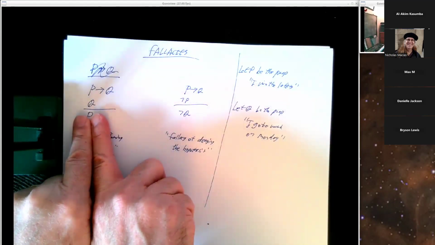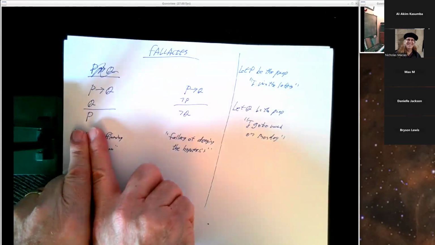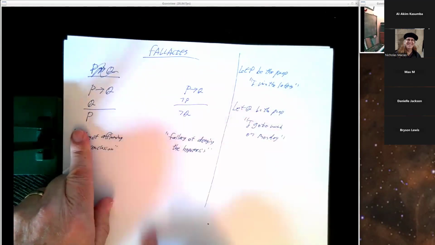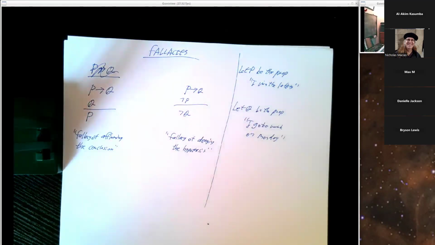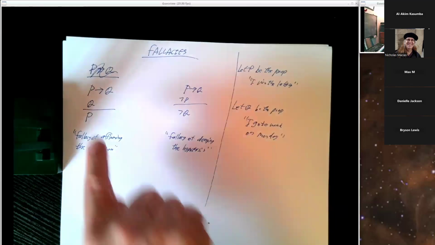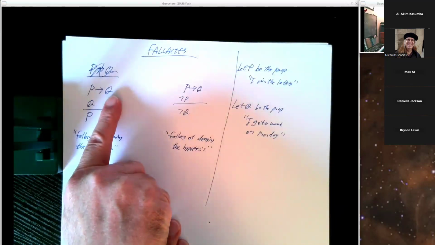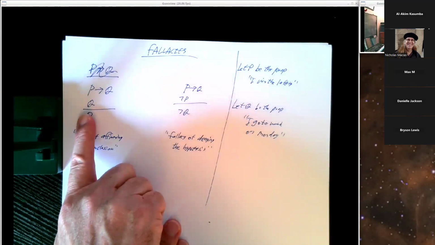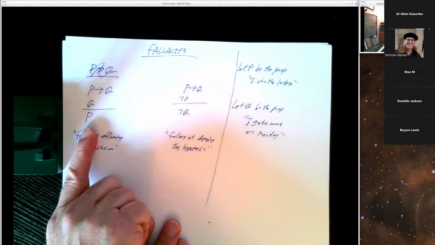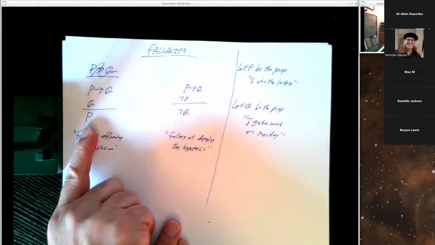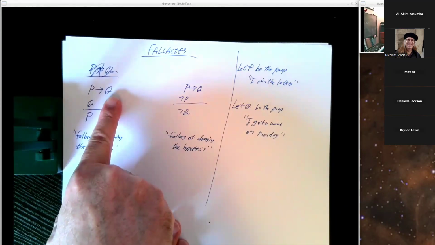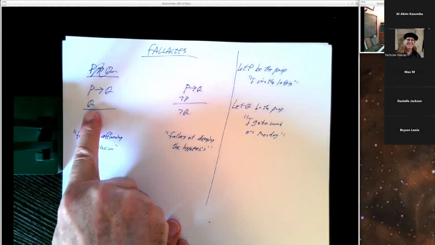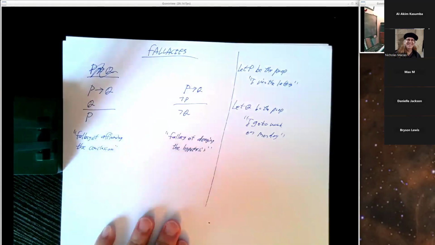Suppose I go to work on Monday. Can we conclude that I won the lottery? Probably not. I'll let you know Monday. Right? So if P is true, then Q is true. If Q is true, we don't know that P is true. If P is true, Q is definitely true. But Q could be true all the time, regardless of P. So that's the fallacy of affirming the conclusion.